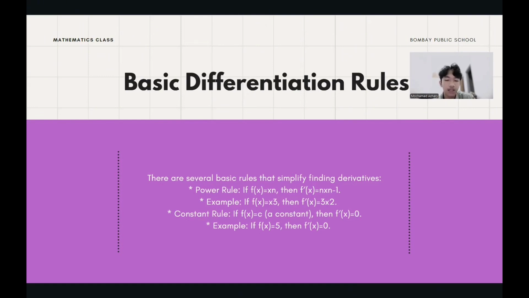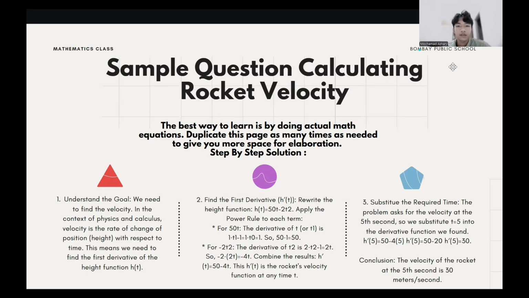Second, the constant rule. If f(x) equals a constant, then f'(x) = 0. Example: if f(x) = 5, then f'(x) equals 0. Sample question: calculating rocket velocity.